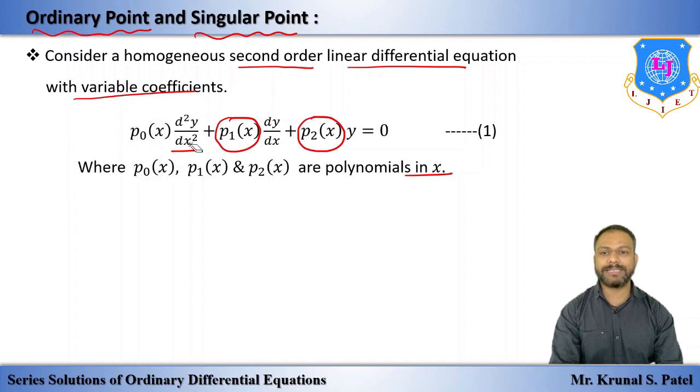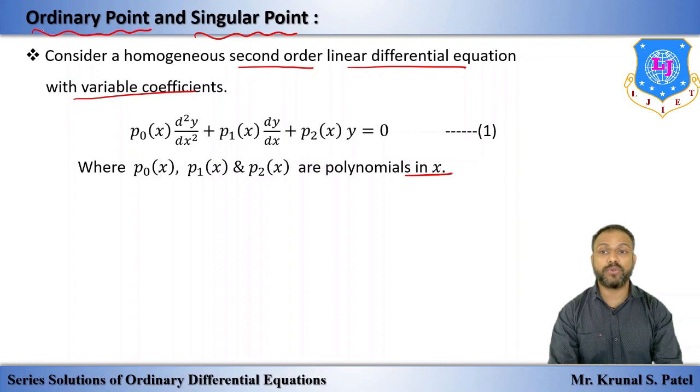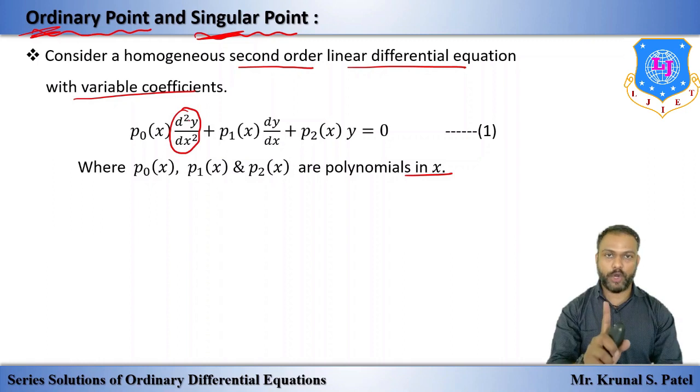Now we divide equation number 1. Why are we going to divide? Because if we want to find ordinary points and singular points, that means if we want to find the singularity, then the coefficient of d²y by dx² must be 1, only 1.